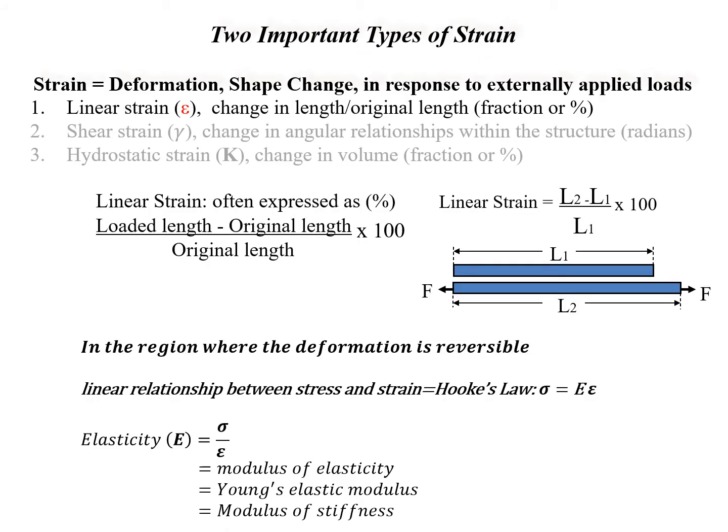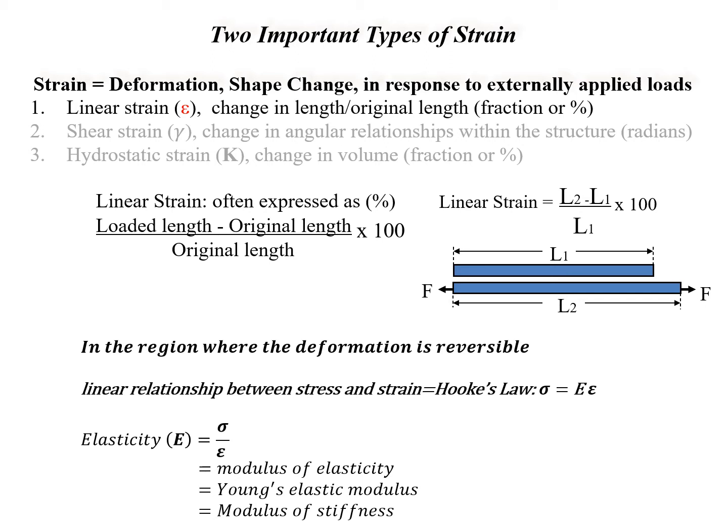Deformation of a solid in response to an externally applied load is known as strain. There are different types of strain, but there are 2 that are quite important to the way that bone responds to stresses. The first is linear strain, which is the change in length divided by the length of the original structure. So that's a fraction. However, it is often expressed as a percentage, so you simply multiply that number by 100. The second type of strain is called shear strain, and this is a change in angular relationships within the structure, and it is expressed in radians. So linear strain is represented by the Greek letter epsilon, and shear strain by the Greek letter gamma.